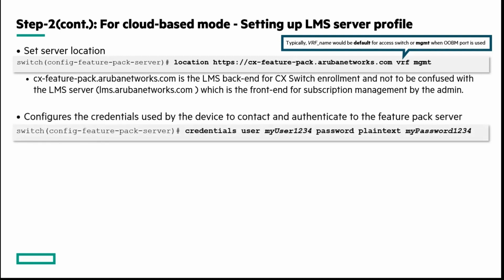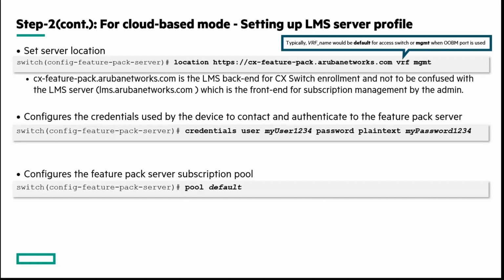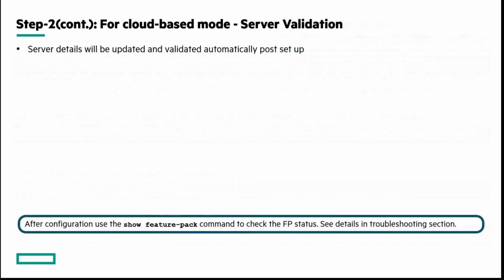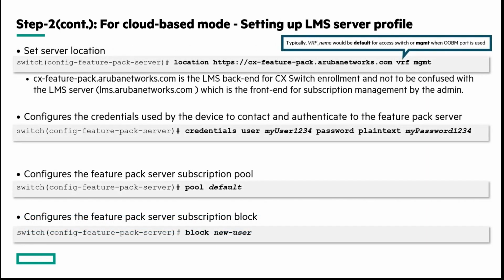Next, the user needs to configure credentials used by the device to contact and authenticate the feature pack server. These are the same as the user credentials used to log in to the ASP account. After this, the user has to update the pool and block for each subscription. So if it's a default pool, you can go ahead and mention default, or if you have a named pool, you can enter that name. Same goes for the block details as well.